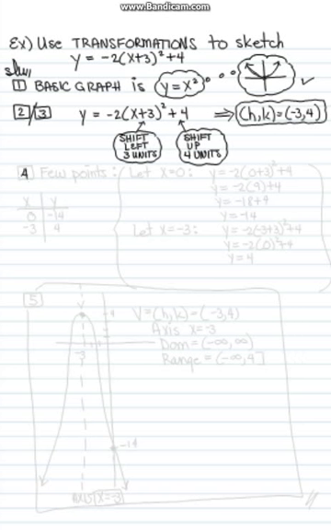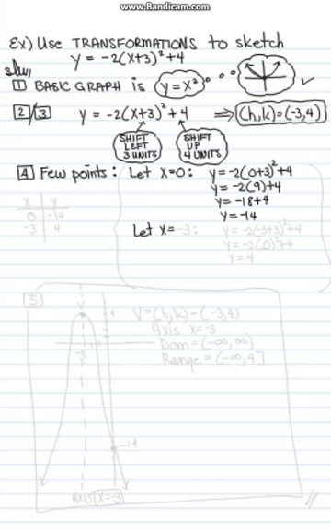Now step 4, we're going to find a few points, and we do that by letting x equal some value and processing that through the function to find its y partner. Let's let x equal 0. y equals -2(0 + 3)² + 4. Just simplify that. y equals -2 times 9 plus 4. y equals -18 plus 4. y equals -14. That gives us an ordered pair: 0 for the x partner, -14 for the y partner.